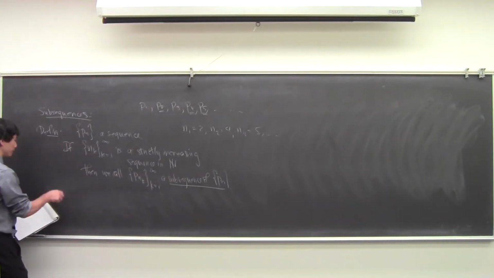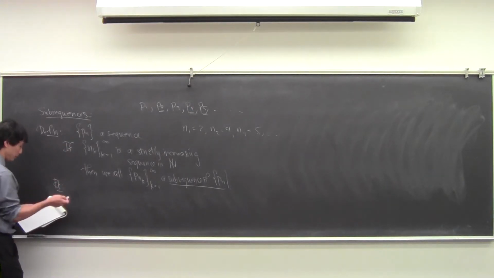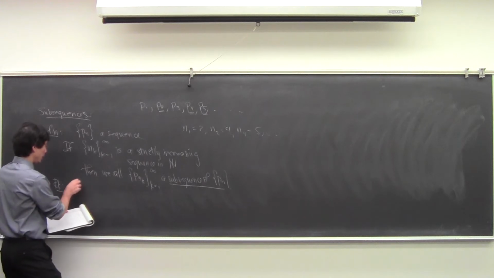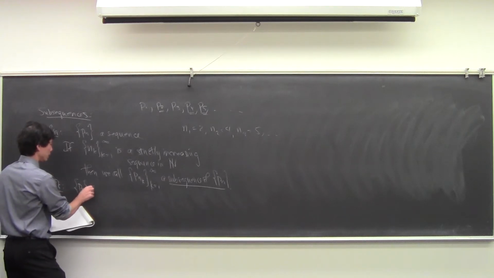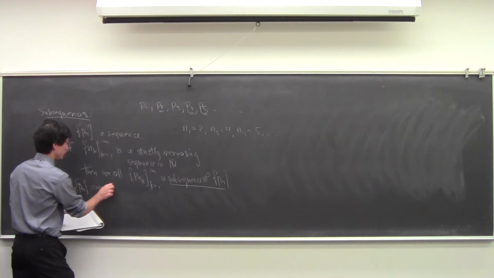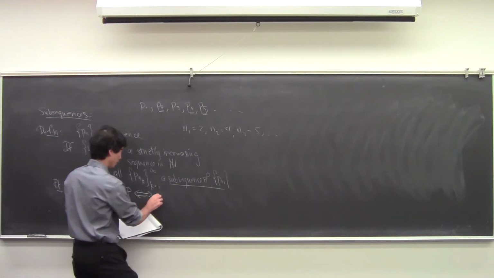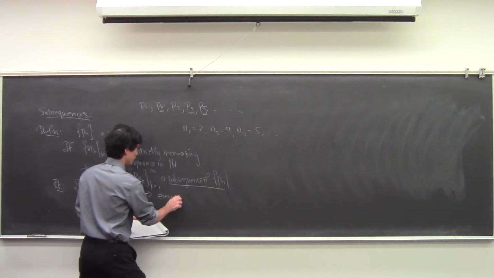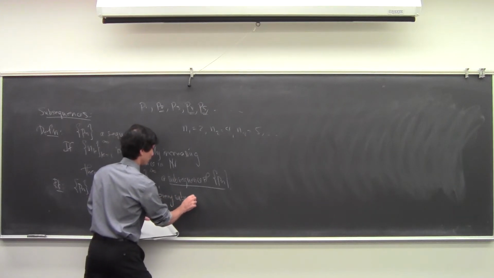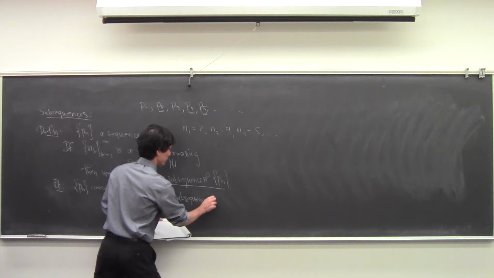Okay. Maybe this is clear. P sub n converges to some point p if and only if every subsequence converges to p.